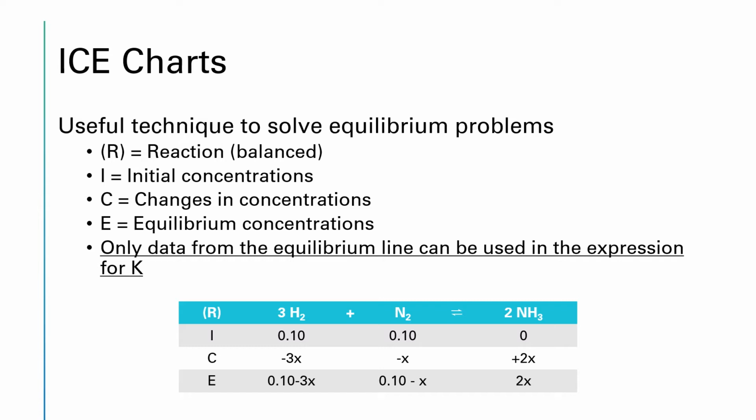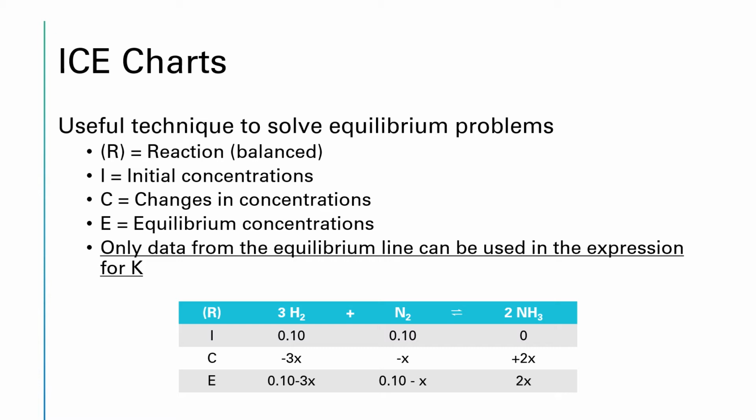In order to reach the E line, well, E stands for equilibrium. If we know where we start, our initial line, and we know how it changes, we can get our equilibrium line by adding together the initial line plus the change line. So let's look a little bit more closely at this ice table.